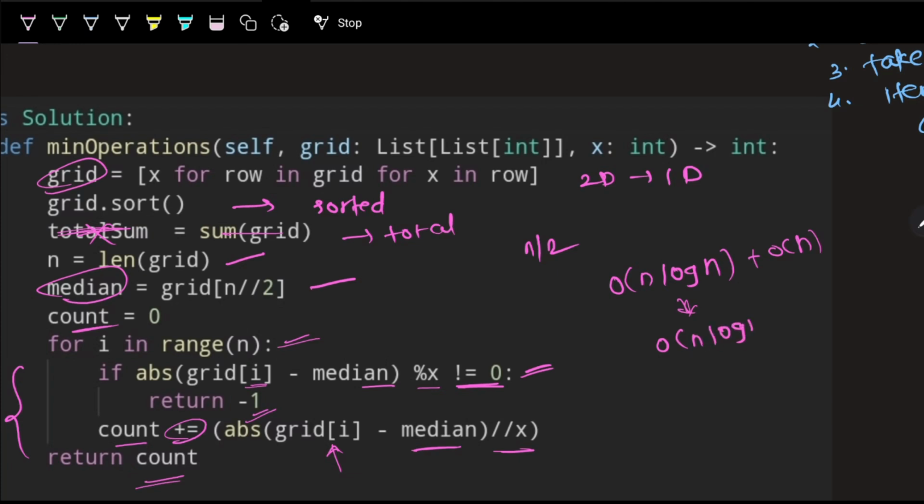And space would be O(n), because we are creating the new array when going from 2D to 1D. So I hope you got this problem.